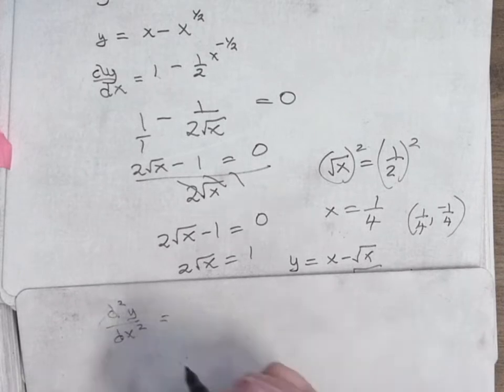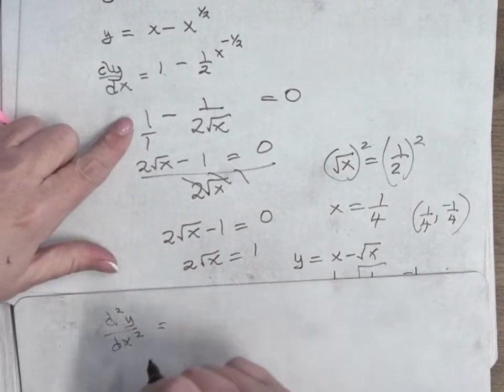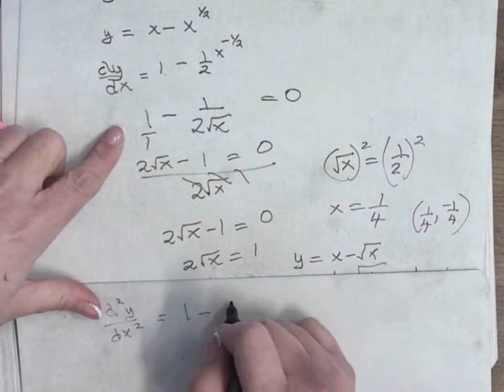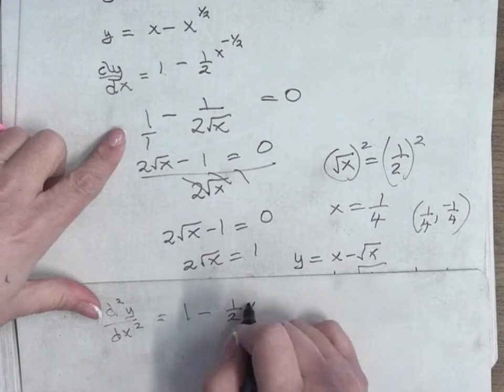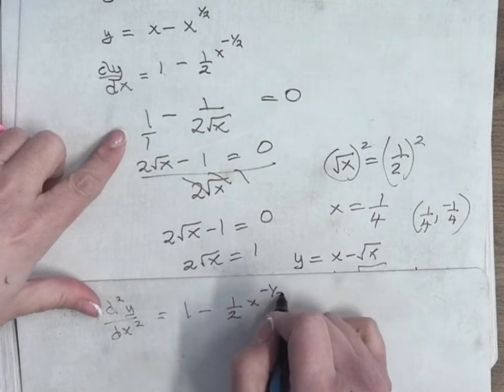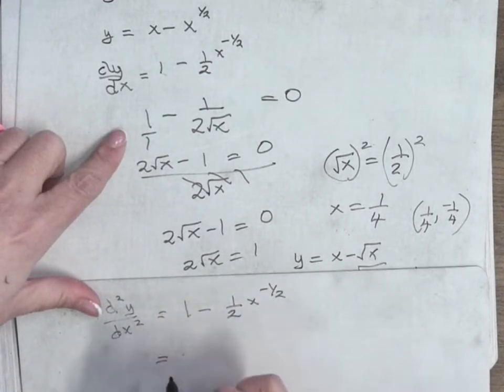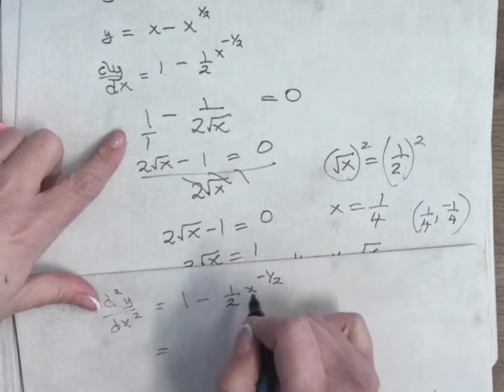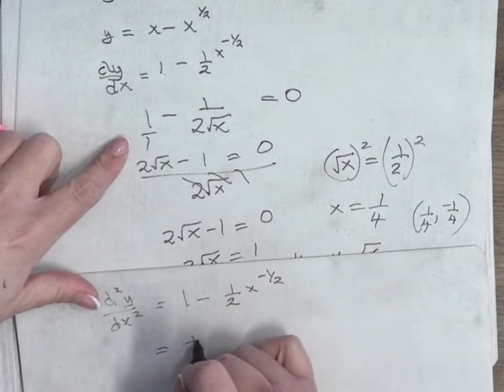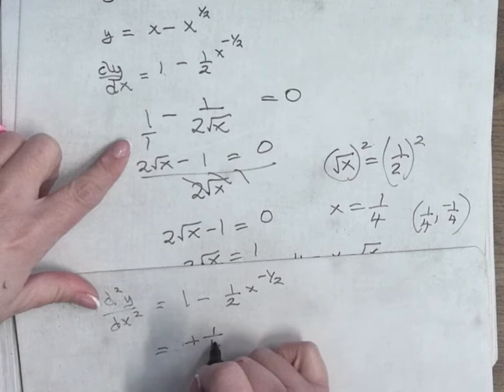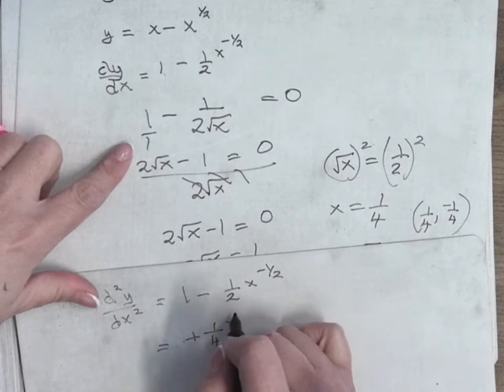Right, so where was dy/dx? dy/dx is here: 1 minus a half x to the power of minus a half. So I'm differentiating this. When I differentiate 1, I get 0. Bring the minus a half down, so it becomes a plus, and a half by a half is a quarter, x to the power of minus 3 over 2.